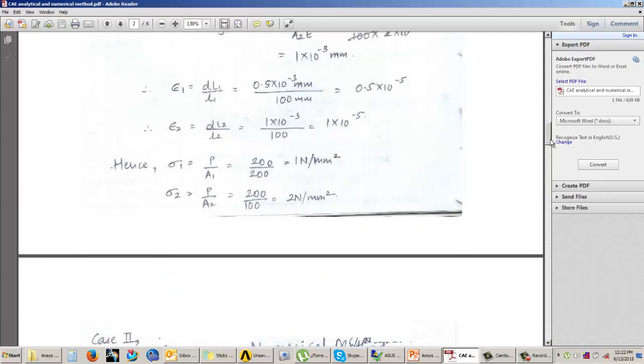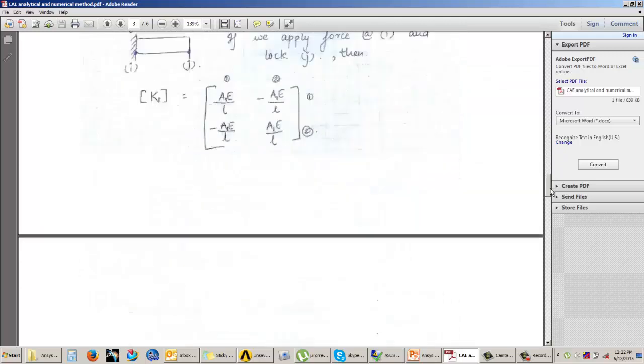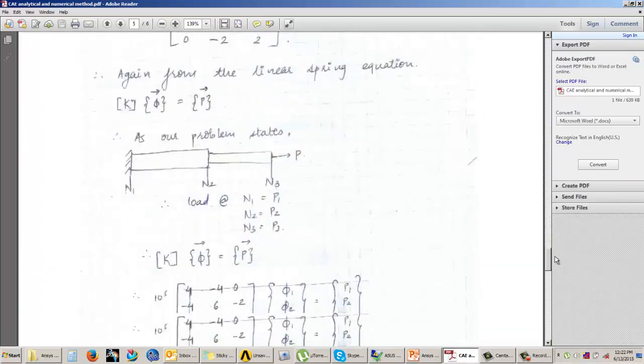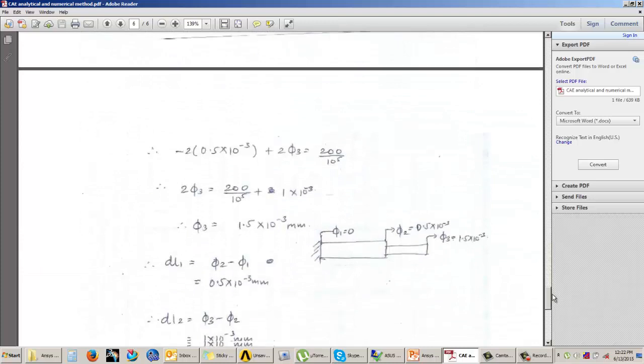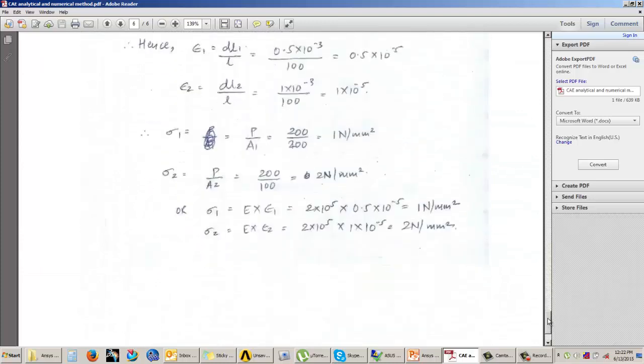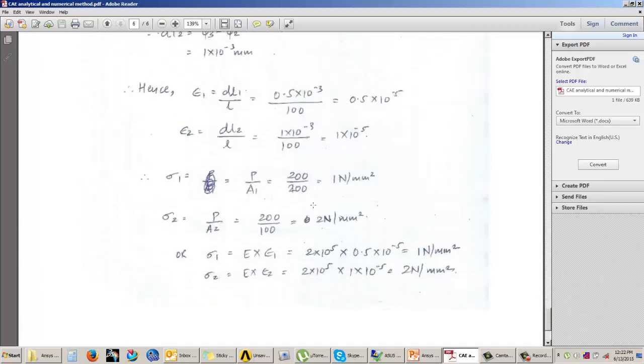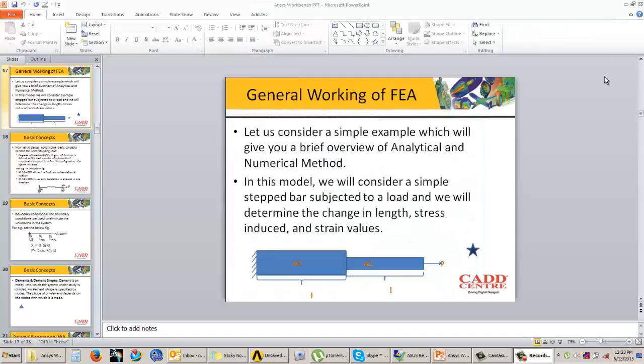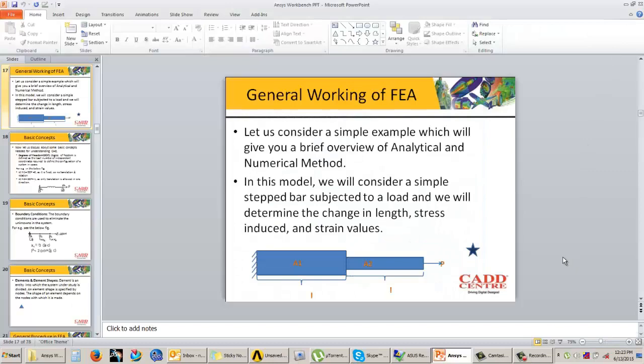So from this we can understand we have used two different approaches to solve the same problem. One was the analytical method and the second one was the numerical method. But the answers that we got using both the methods are similar. So with this, you must have understood what an analytical method is and what a numerical method is.